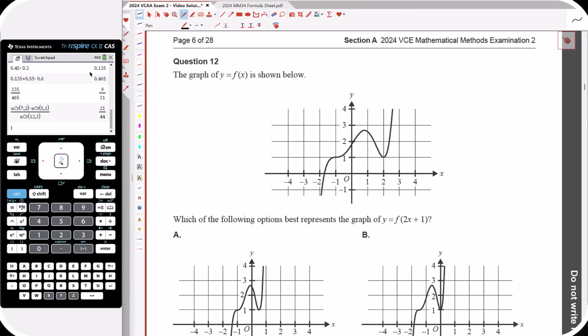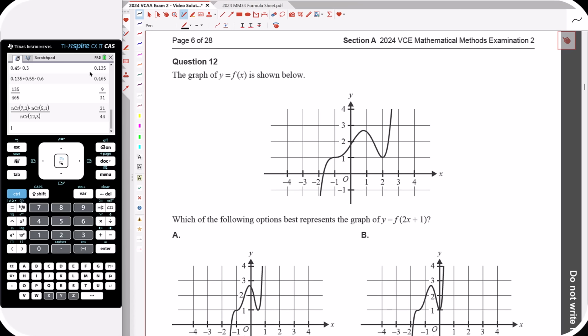Question 12, the graph of y equals f of x is shown below. Which of the following options best represents the graph of y equals f of 2x plus 1? Okay, so we need to know a bit about the transformations happening here. So the more helpful way to write this is 2 times x plus a half. And then we can see clearly there we've got the dilation by a factor of half from the y-axis. And then we've also got over here the translation left by half.